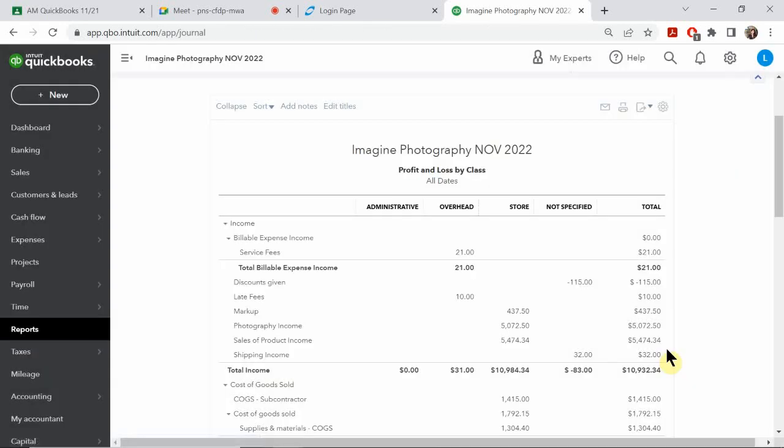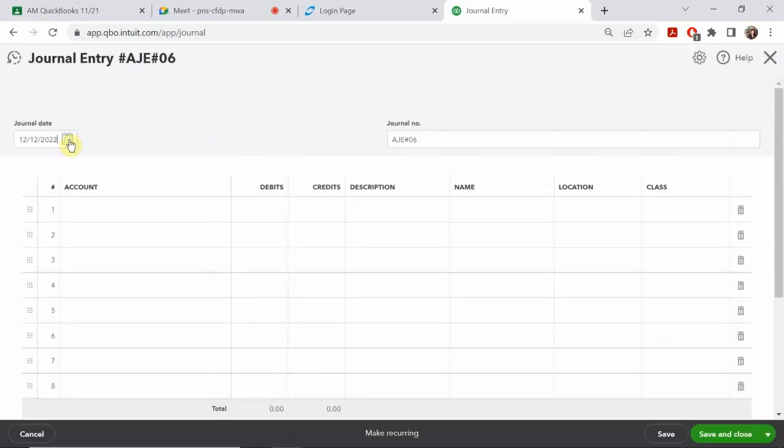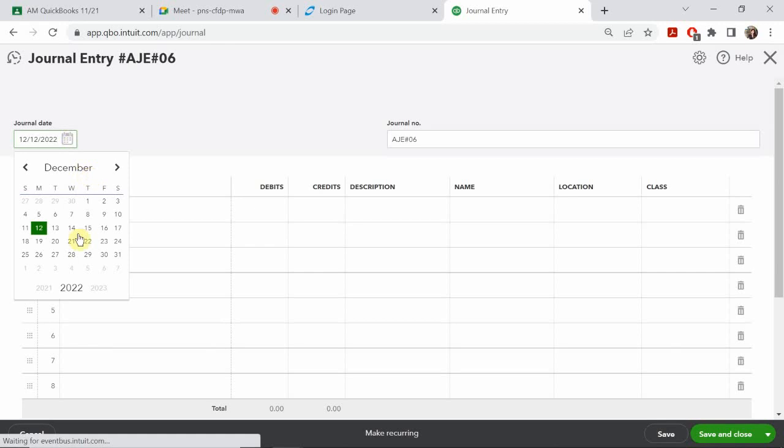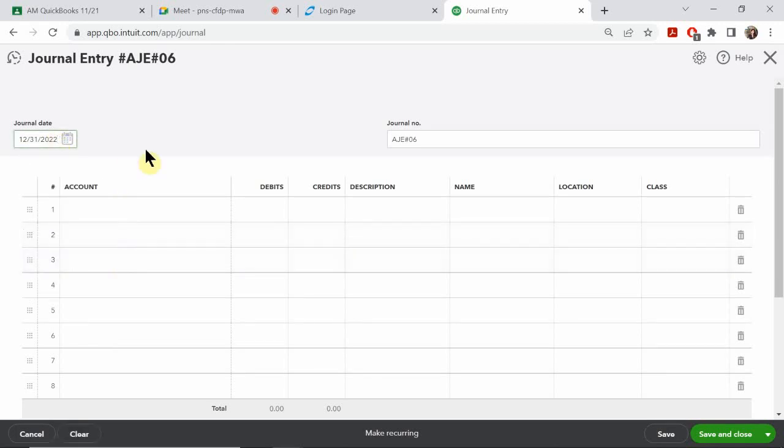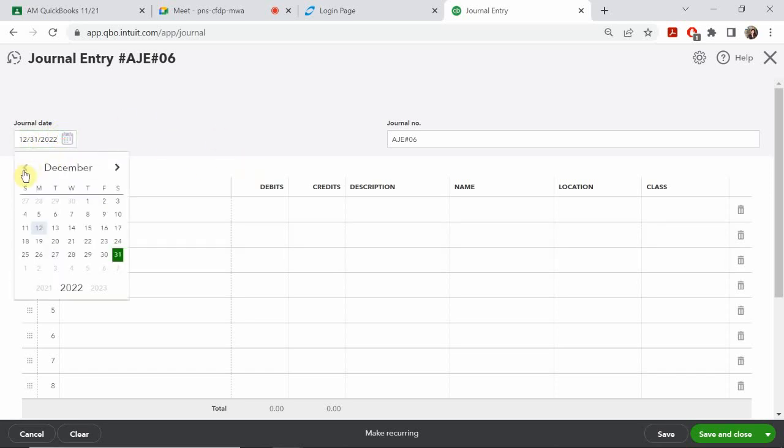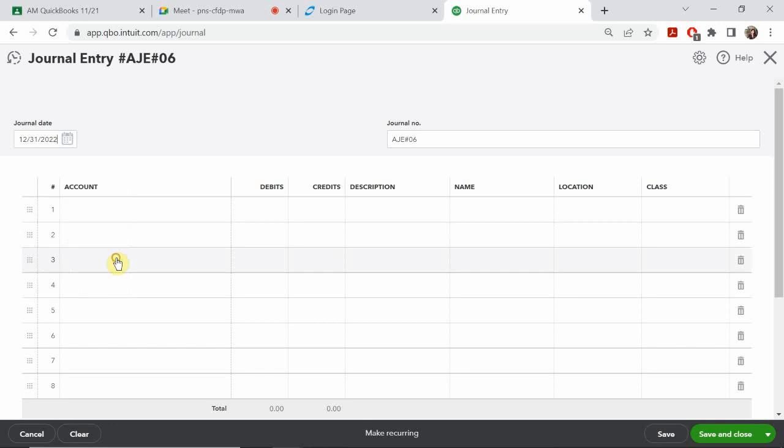So in this case, plus new journal entry, let's fill in our section here. We said December 31st. Or you could also do it at the end of the month, in this case, November. Actually, no, I'll do that one. We said journal entry for 05, so it already put that in there for me.